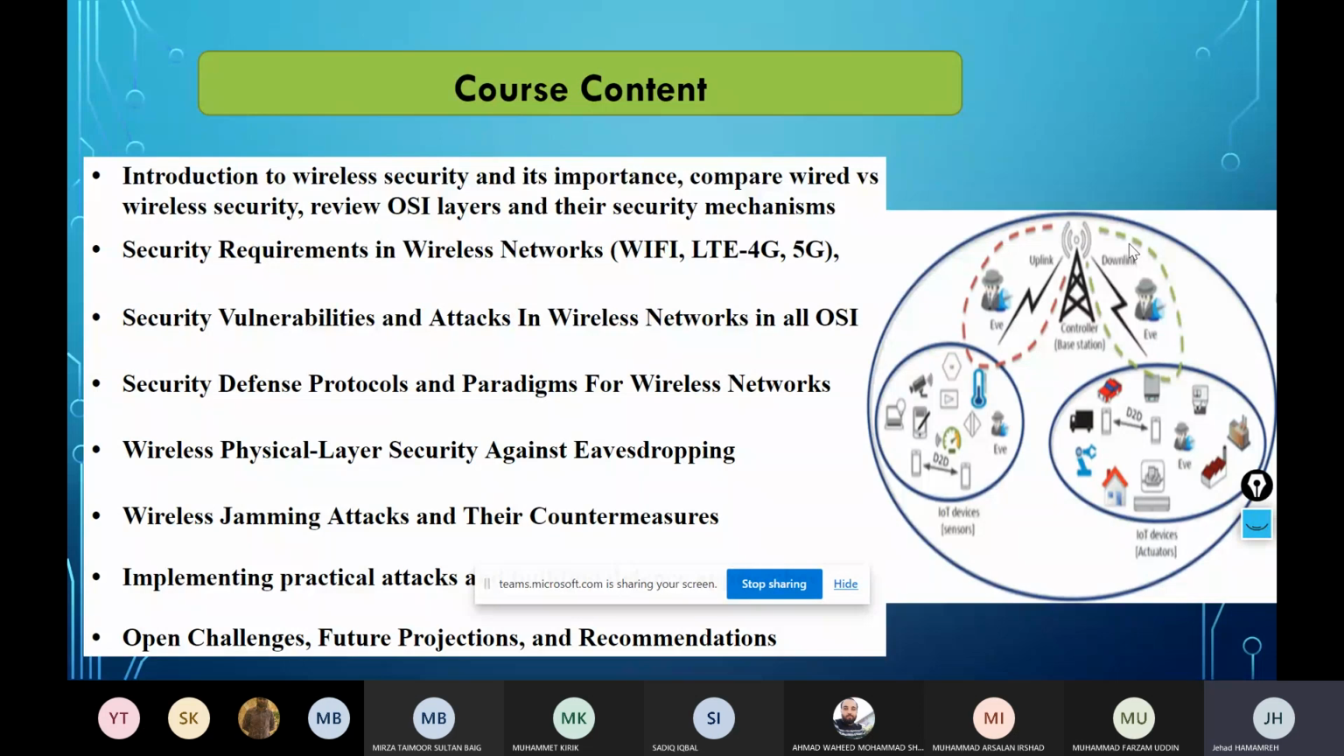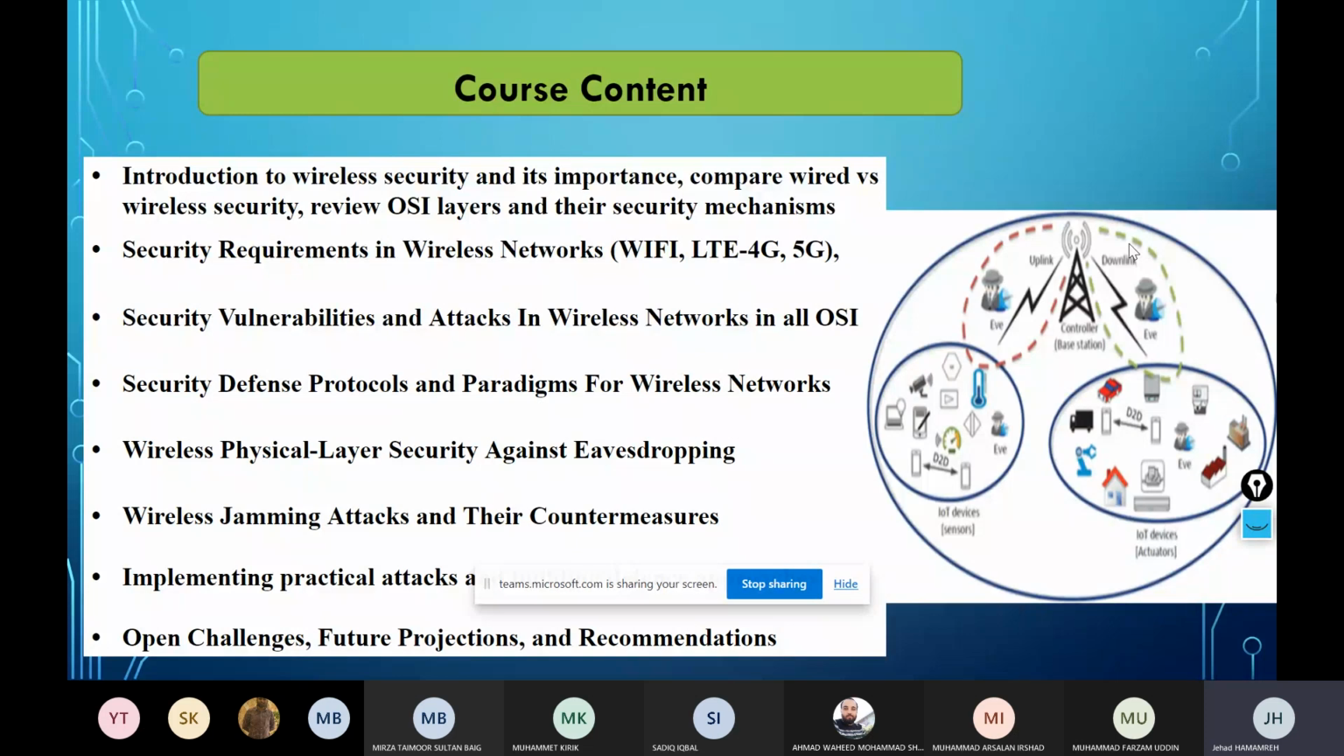You know, the layers we have: application, presentation, session, transport, network, MAC, data link, and physical layer. We need to quickly review these layers because at each layer there is a certain specific security mechanism being implemented in order to guarantee some of the security requirements. Then after that, we'll talk about the main security requirements in wireless networks, including Wi-Fi networks, Bluetooth networks, LTE, 4G, 5G, and so on, all the wireless networks, even RFID and sensor networks.